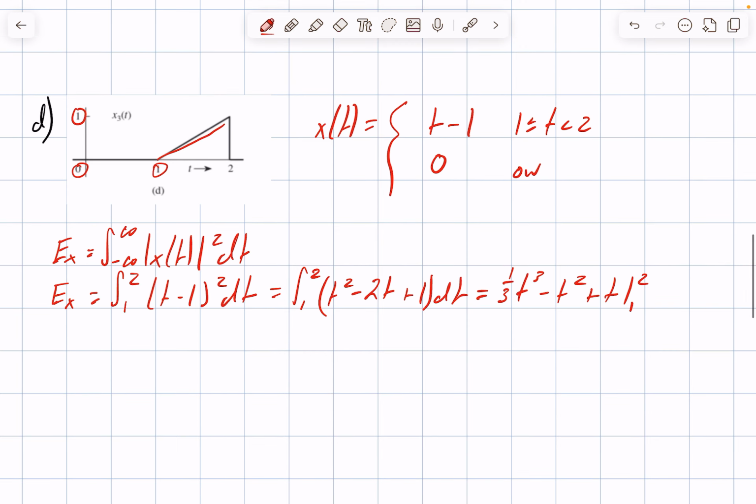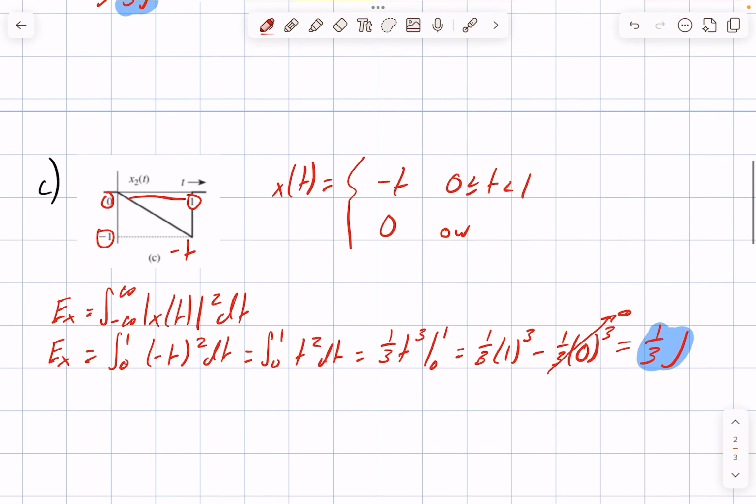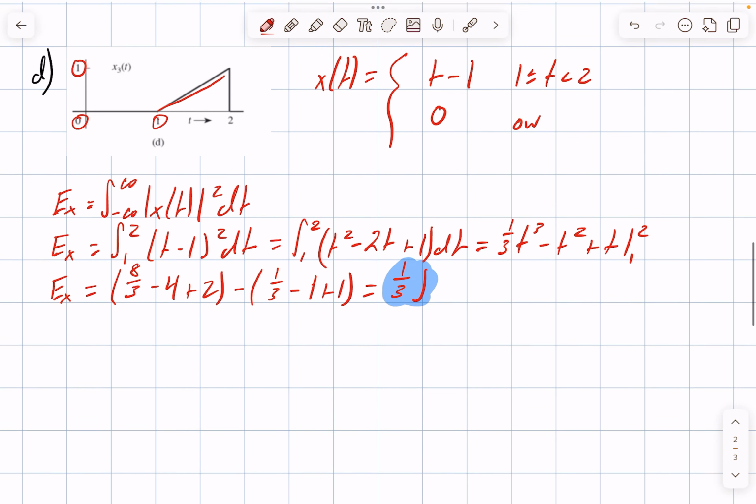And just like last time, we'll get 8/3 minus 4 plus 2, minus 1/3 minus 1 plus 1, which will give us a result of 1/3 joules. So kind of the point of this exercise is to show also that even if it's a shifted function, if it has the same slope, then it will give you the same energy.